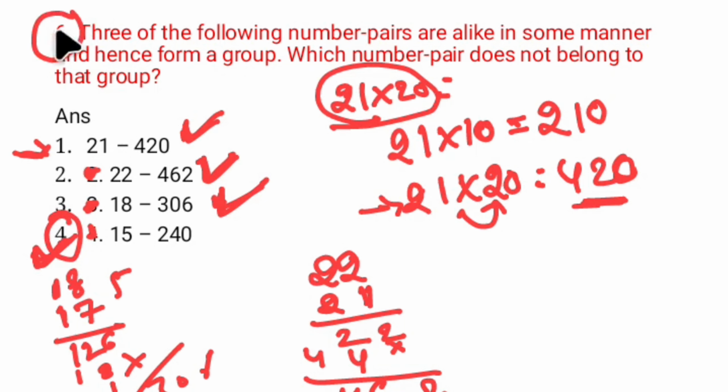Therefore we have to choose the odd man out. This is the odd one in the odd pair. So therefore option 4 is the correct option for question number 6.